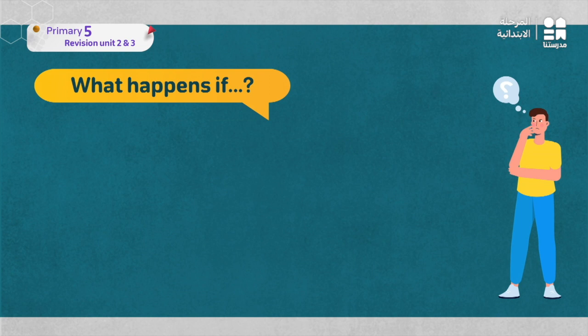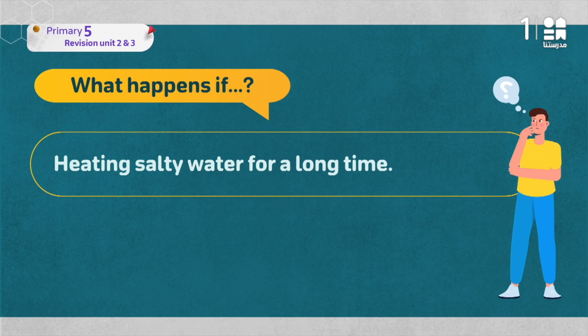تمام. طيب. Now, what happens if heating salty water for a long time? ايه اللي هيحصل؟ Heating يعني evaporation هيحصل للووتر. طب ايه اللي هيحصل لو حصل evaporation للووتر؟ نفكر كده معانا سوا. salty water يعني عندنا salt و water. والsalt دي تعتبر soluble substance in the water.